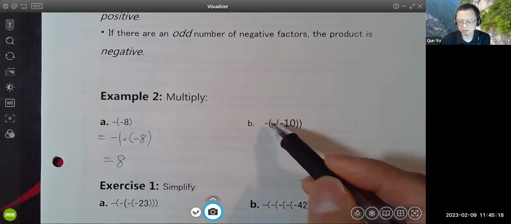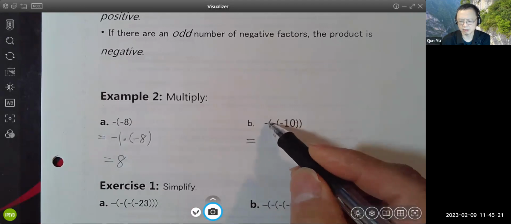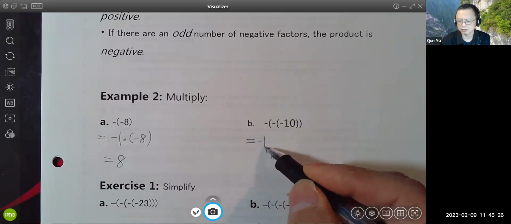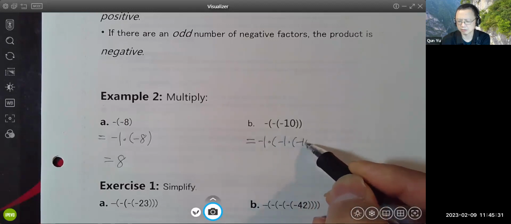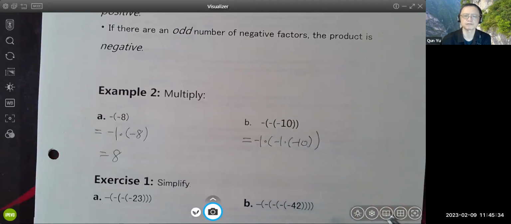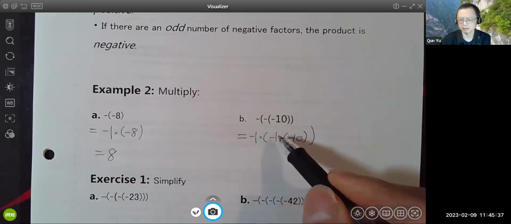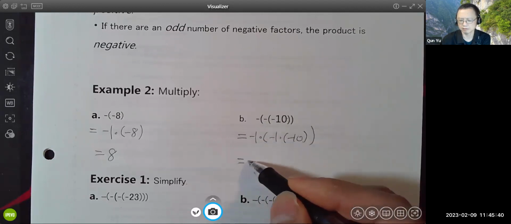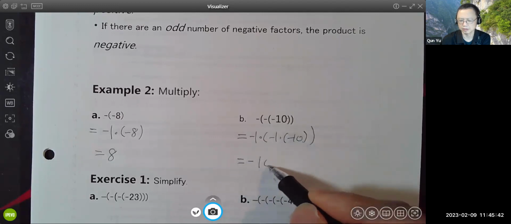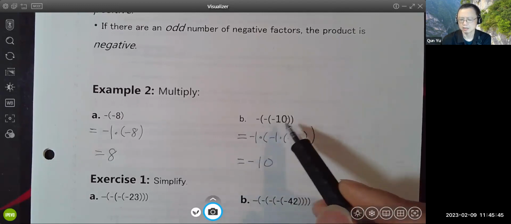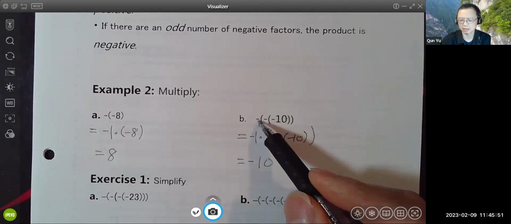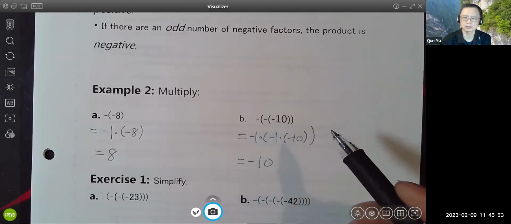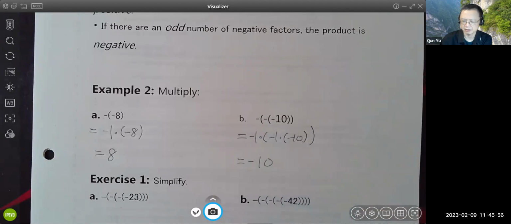Same thing here. Let me write it out. Everything without a number really means there is a 1 hidden. So -1 times parentheses, -1 times parentheses, -10. So that's what we actually have. So we know we have an odd number of negative numbers. The result will be negative, right? And the number is 10. So next time, if we see a row of these negative signs, you just count how many. 1, 2, 3. 3 is odd. The answer is negative for multiplication.